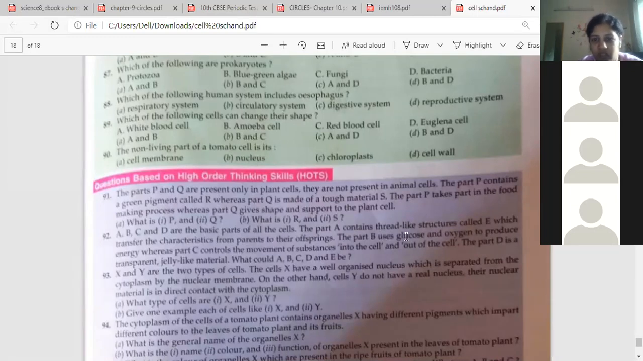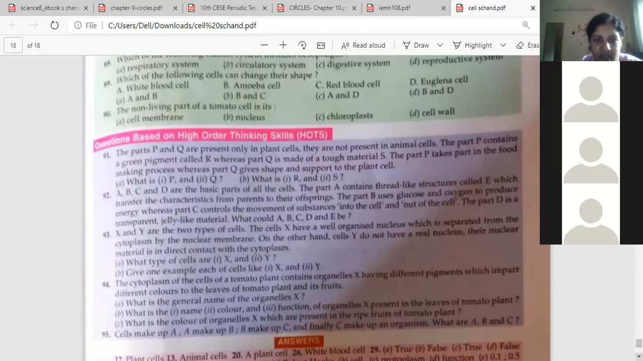Part B uses glucose and oxygen to produce energy. B is mitochondria, right? Whereas part C controls the movement of substances into the cell and out of the cell. Cell membrane or plasma membrane. Part D is a transparent jelly-like material. Cytoplasm. Very good. That means you understood something.